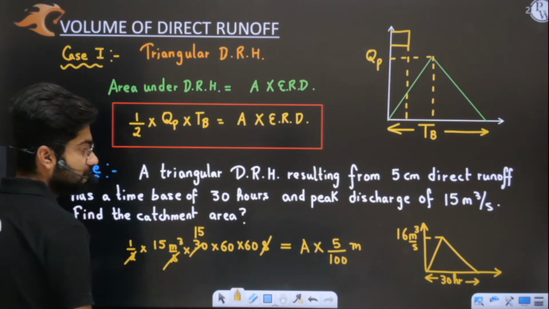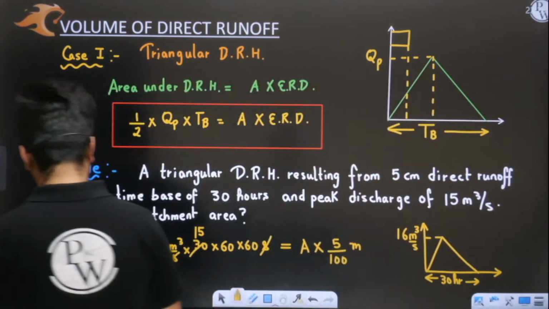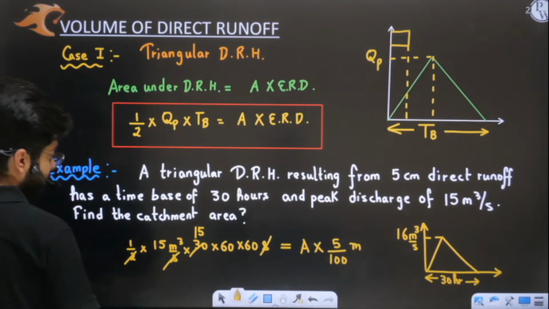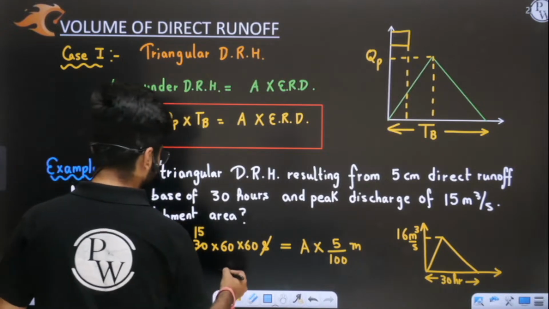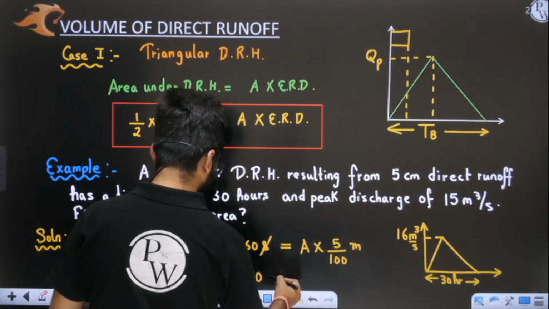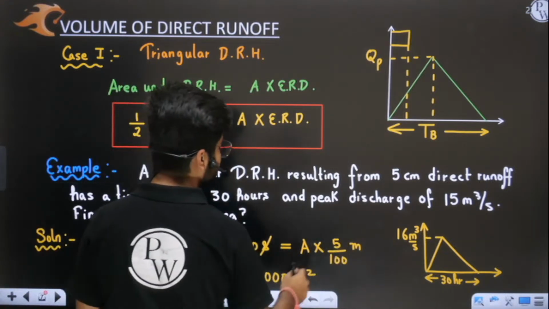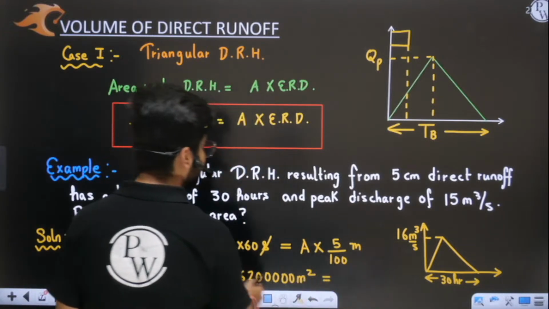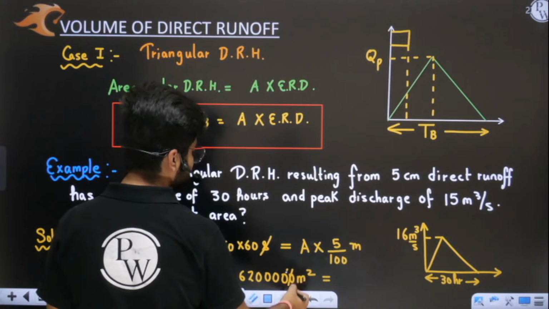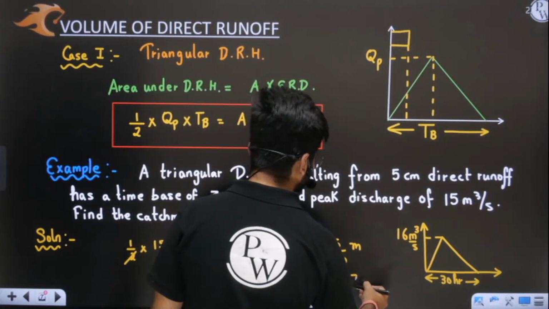Let me solve it on my calculator. Yes, I think you are getting it correctly. Area is coming out to be 1620,000 meter square. Why meter square? Because here it is meter cube and here it is meter, so we get the answer in meter square. When you divide it by 10 power 6, it will be 16.2 kilometer square.